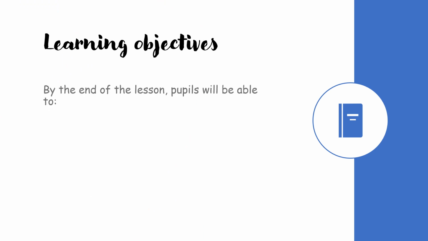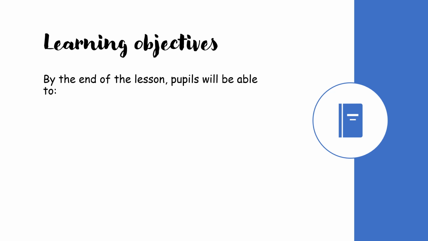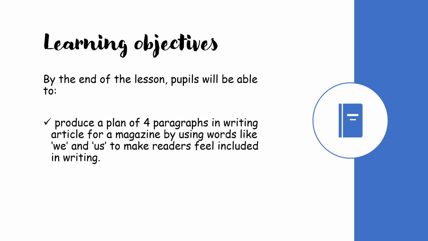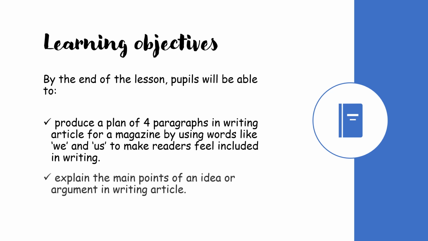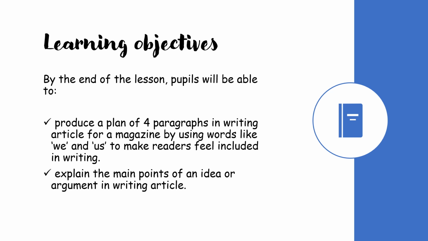Learning objectives. By the end of this lesson, you will be able to produce a plan of 4 paragraphs in writing an article for a magazine by using words like we and us to make readers feel included in writing, and explain the main points of an idea or argument in writing an article.